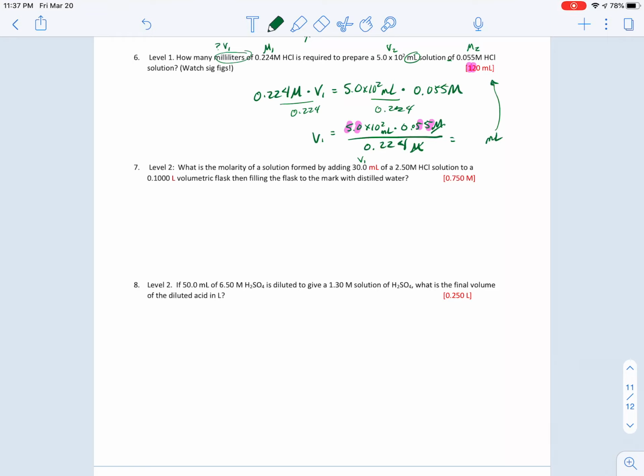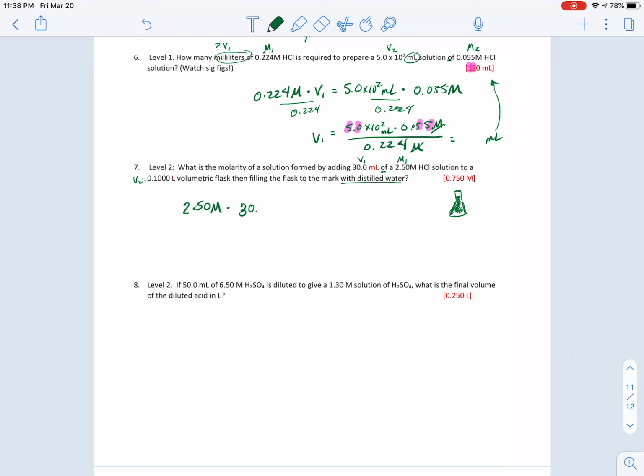Next one: what's the molarity of the solution formed by adding volume 1 of A, see "of", so those are tied together, molarity 1, and then here's our volume 2. And then we're filling it to the mark with distilled water. If you watch that little video, you could see what that meant. Basically you put one solution in and there's a marking here, and you add enough water and then you mix it all up. That's how you get your new dilution.